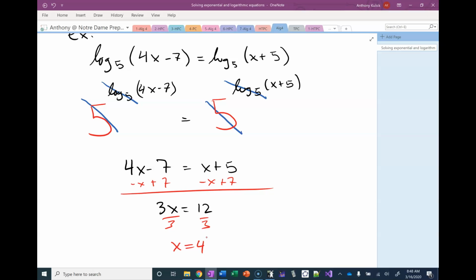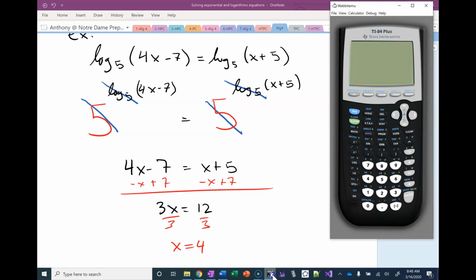So what does checking look like? It means that when I plug that 4 back into the original equation, I get the same answer on both sides of my equation. So I'm just going to do this with my calculator. I'm going to get log base 5 of 4 times 4 minus 7. So that's me just plugging 4 in for x into the left-hand side of my original equation. You got to start at the very beginning when you do your checks. And it gives me this number.